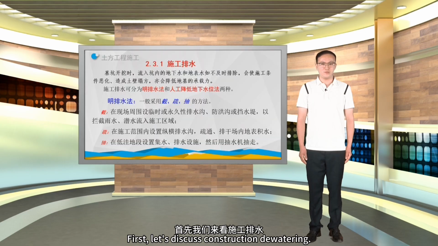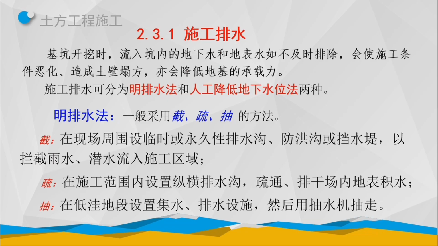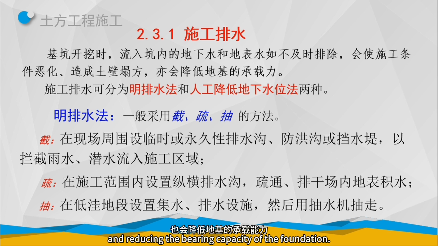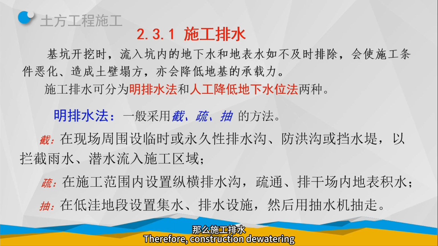First, let's discuss construction dewatering. During foundation pit excavation, if the groundwater and surface water flowing into the pit are not promptly drained, it will worsen construction conditions, potentially causing soil wall collapses and reducing the bearing capacity of the foundation. Therefore, construction dewatering can be divided into two methods: open drainage and artificial groundwater lowering.